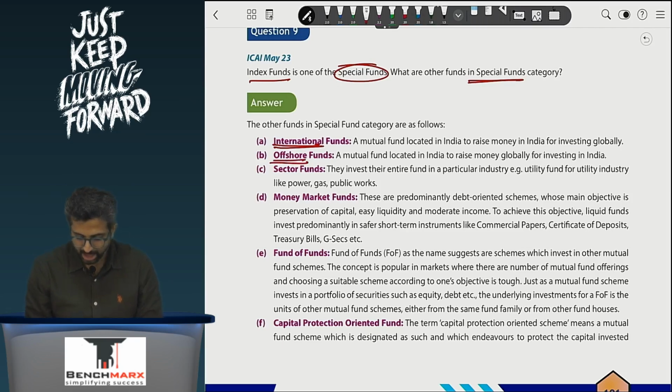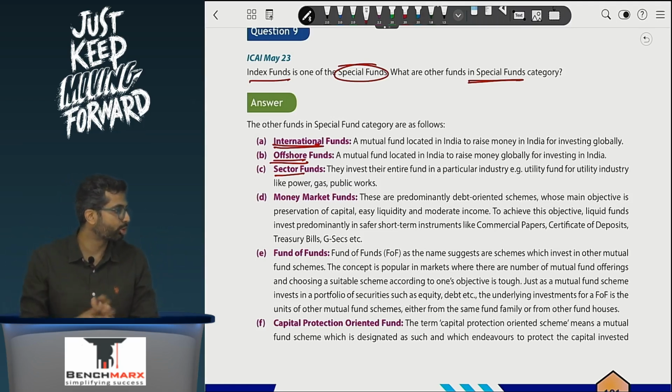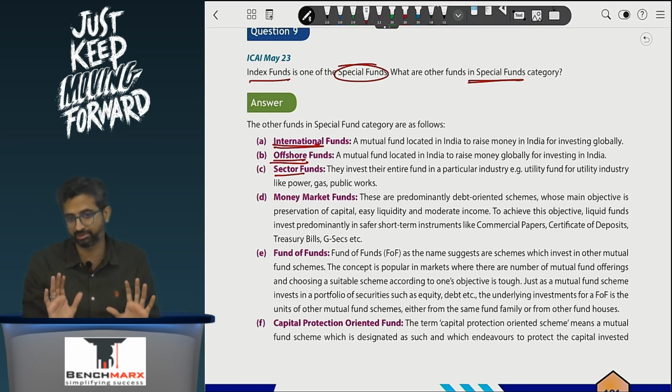Offshore funds, they are funds located in India to raise money globally for investors. Sector funds, these thematic funds had become very popular. Thematic funds would mean, at one point the defense sector was doing very well. So people said, let me make a fund which is unique to defense only. A few top defense companies, Hindustan Aeronautics, MTAR Technology, Mazagon, we identified these top companies and we will invest in this. So that is a sector, thematic fund.